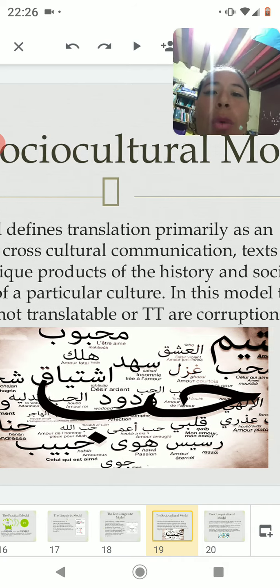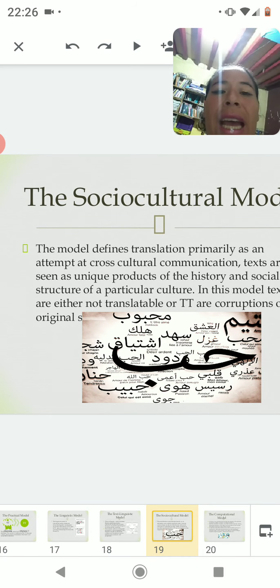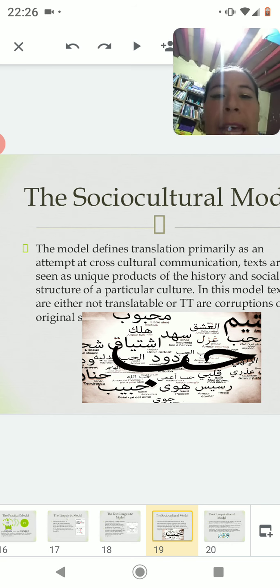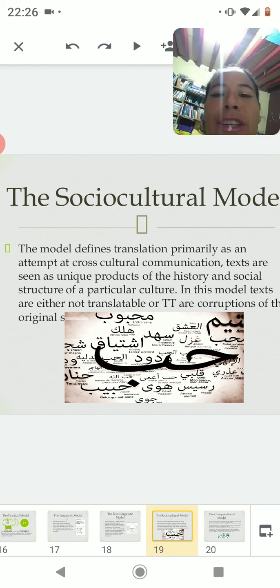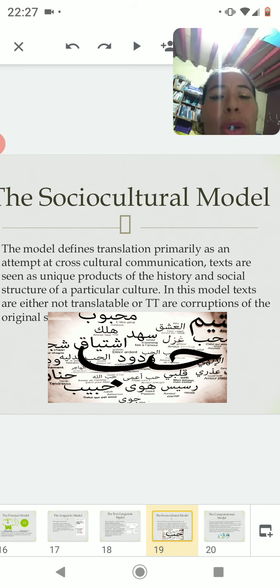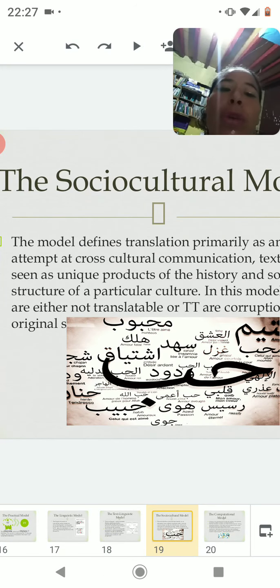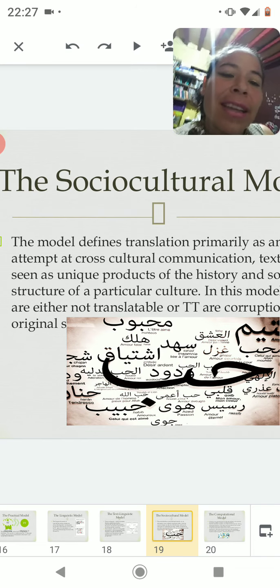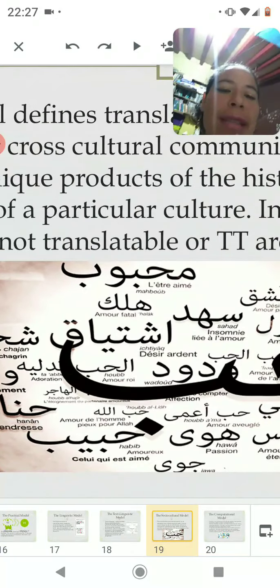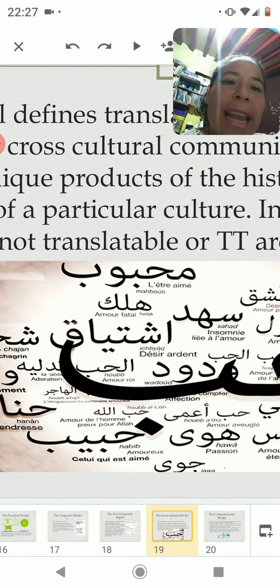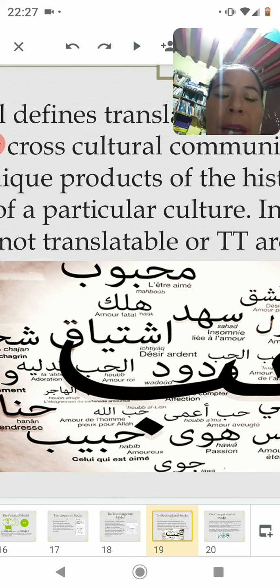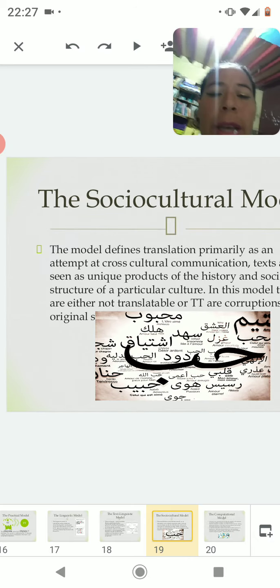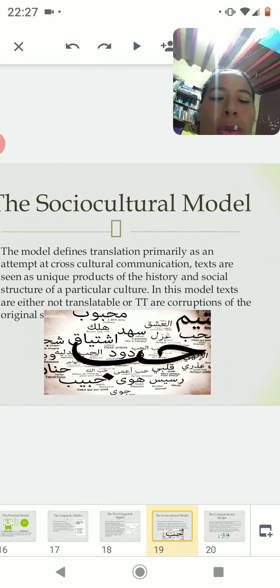And then we have the sociocultural model, which says that translation cannot really be achieved because it is a different product. In this model, texts are either not translatable or are a corruption of the original source. That's the main reason why the Quran is not translated, because it loses its meaning. There are many synonyms, but they don't have an exact meaning in English, for example, or in this case French. And so that is what the sociocultural model states.